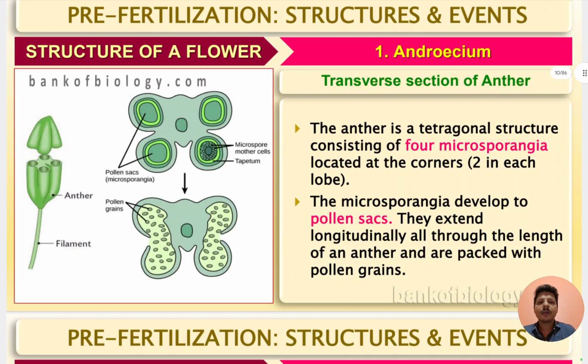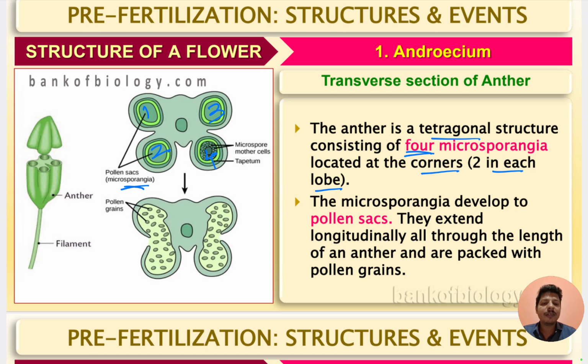Next, here you can see the androecium, transverse section of anther. The anther is a tetragonal structure, consisting of 4 microsporangia located at the corners, 2 in each lobe. You can see the 4 pollen sacs or microsporangia: 1, 2, 3 and 4.